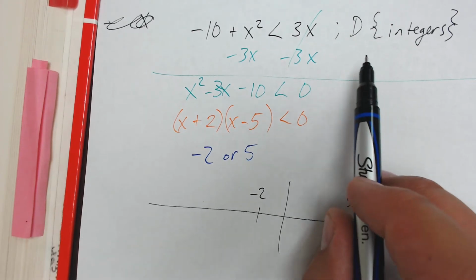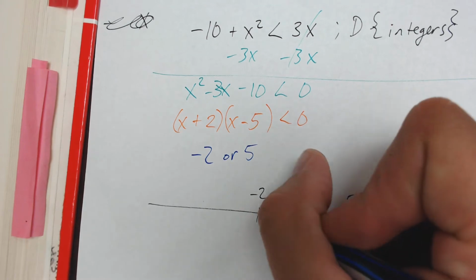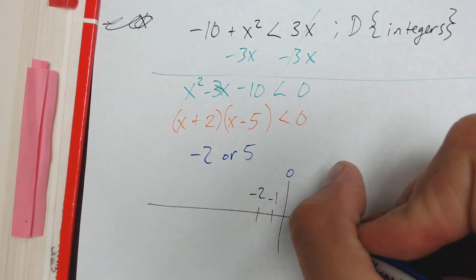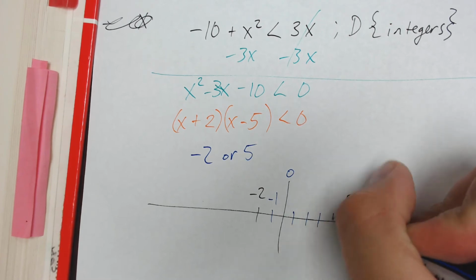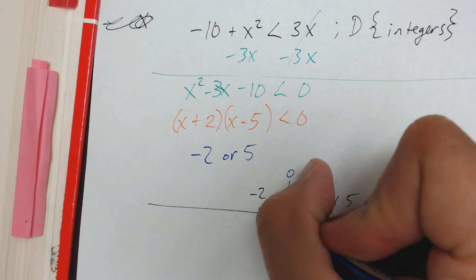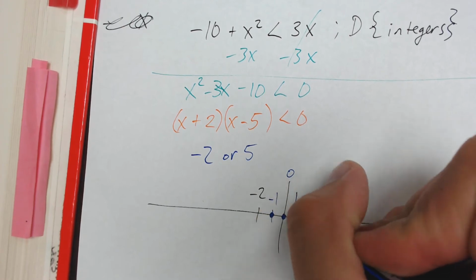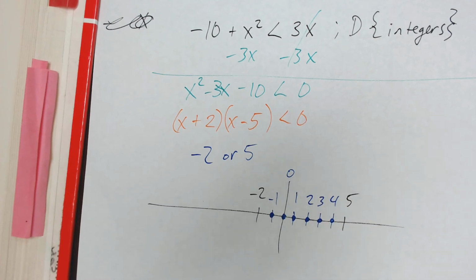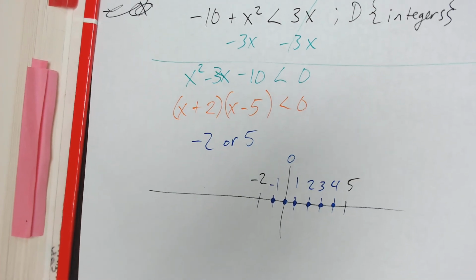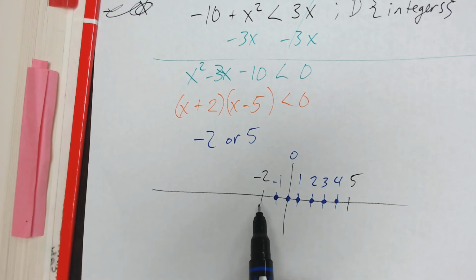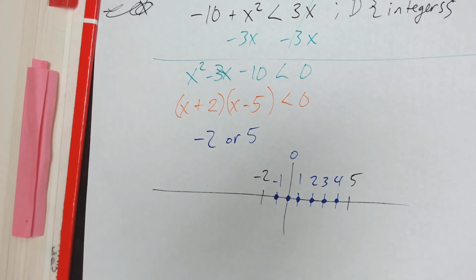Again, I'm not going to draw a solid line because of my domain. So I'm going to put a mark at negative 1, at 0, at 1, at 2, at 3, at 4. All of these get a solid closed dot to show that those are the values that we're using. And then that is it. This is my final answer right here. If I wanted to, I could put open circles at negative 2 and 5, but it's not necessary.